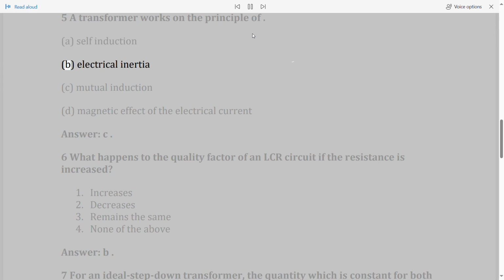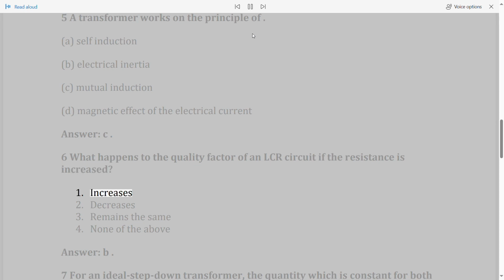5. A transformer works on the principle of: A, self-induction; B, electrical inertia; C, mutual induction; D, magnetic effect of the electrical current. Answer C. 6. What happens to the quality factor of an LCR circuit if the resistance is increased?